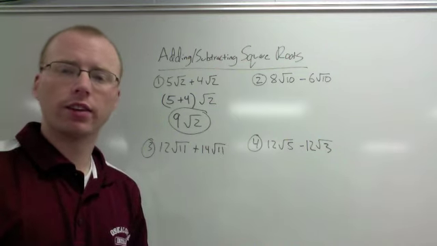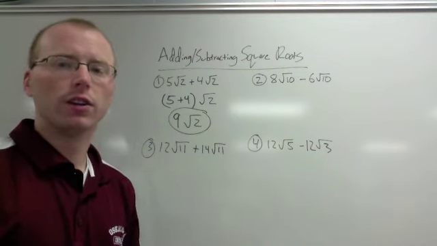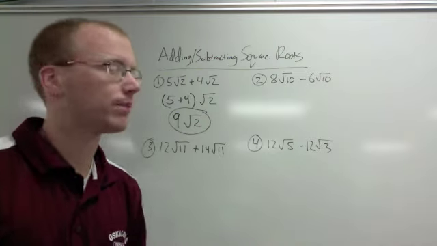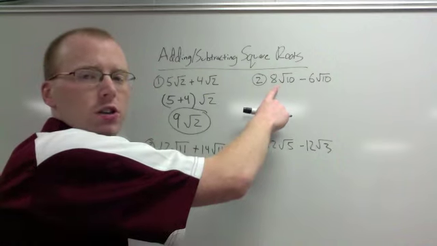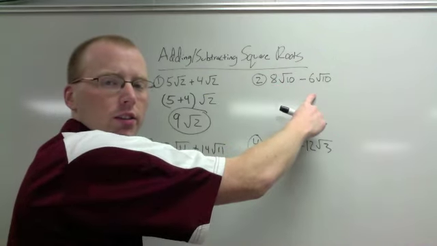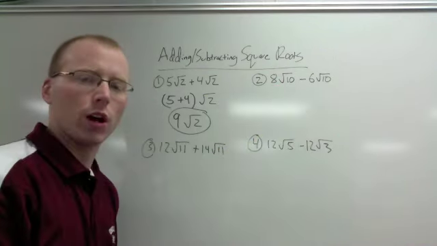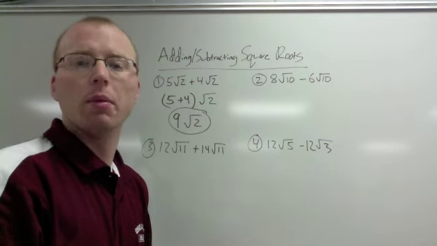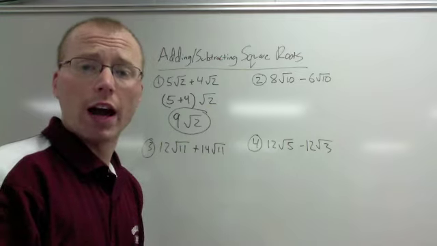And subtracting is the exact same thing as adding. Or we look for the exact same things, except we're obviously just subtracting. So look at question 2. I have 8 square root of 10 and 6 square root of 10. So when I'm subtracting, again, I want my numbers inside the radical to be the same. And if they're the same, we can subtract.